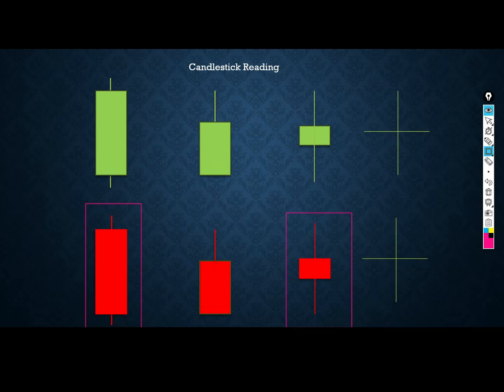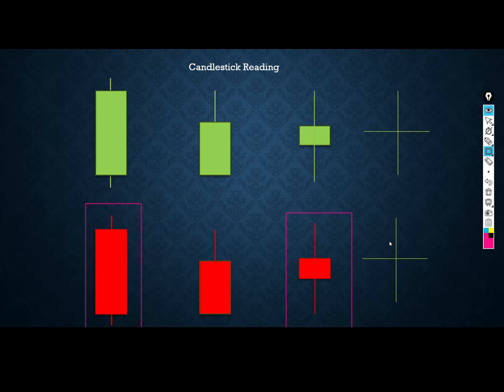This is spinning top. Soon a reversal might happen. This is doji. So far, you have learned how to read the strength of a candlestick by looking at its body and wicks. Every candle tells us a story about the battle between buyers and sellers.